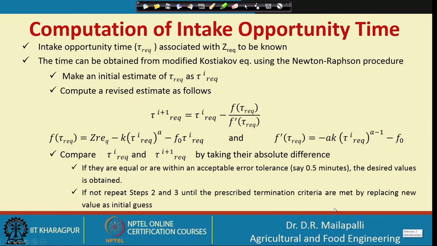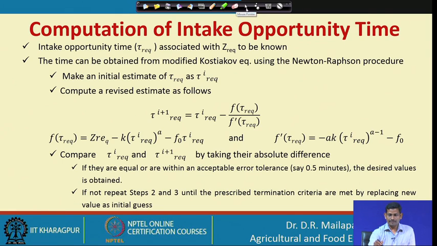Okay. So, the next is computation of intake opportunity time. This is very important to find out what the cutoff time is. Okay. So, here basically the intake opportunity time tau required, that is the Z required.